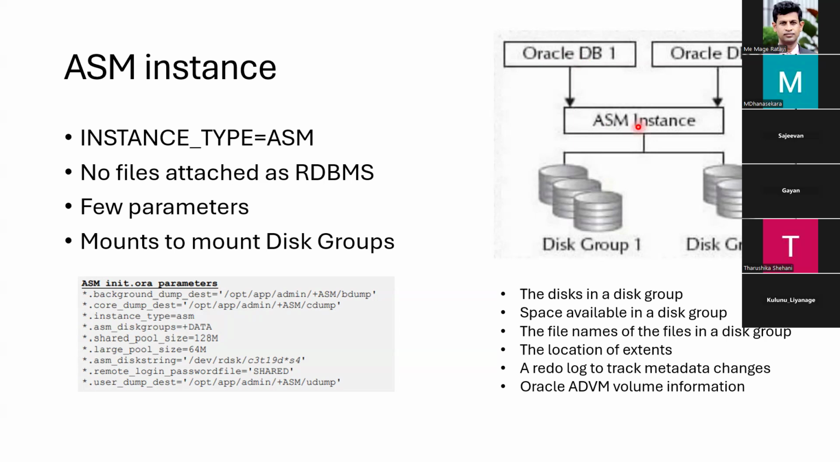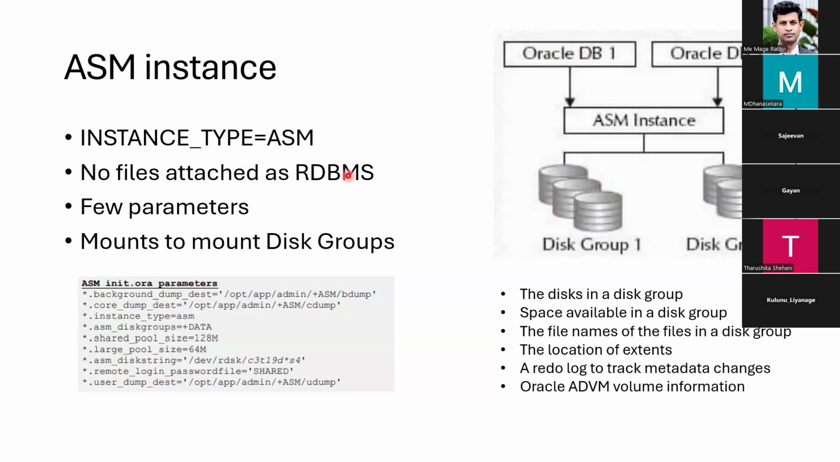ASM will give all the metadata required for the appropriate database to directly access the disk or disk group, rather than going through another ASM instance. That would be slower as well, but it is not going to happen anyway. The database will have access directly to the disk groups, right?